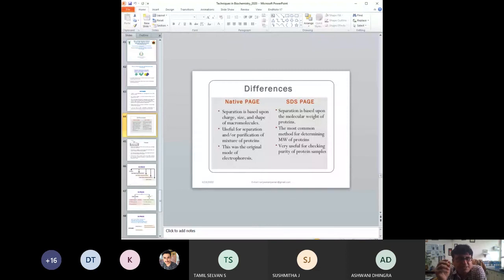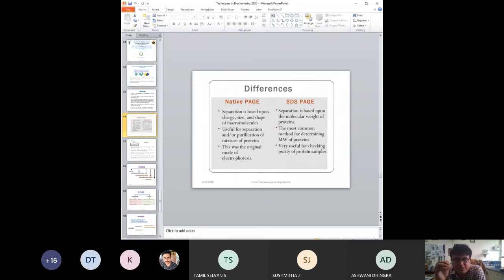And native PAGE, I think this was the original method which was discovered for electrophoresis, whereas SDS-PAGE was basically discovered to check the purity of the protein which you have isolated. So these are some of the differences. Other than this, a few more differences: in case of native PAGE, as I told, a neutral or non-ionic detergent is used, whereas in case of SDS-PAGE, a charged or anionic detergent is used. In case of native PAGE, the run should be done at 4 degrees Celsius, whereas in case of SDS-PAGE, you can run it at room temperature also.